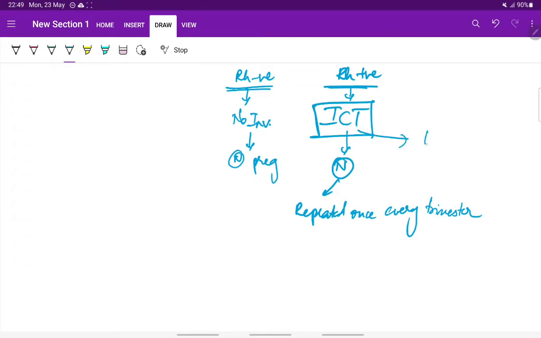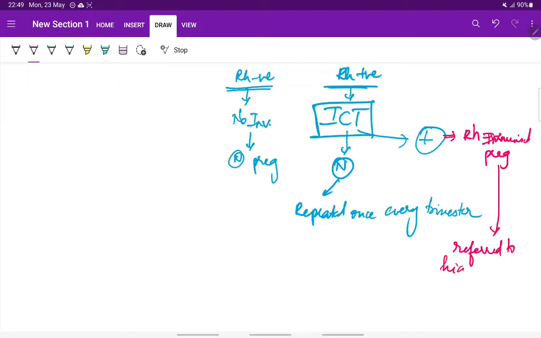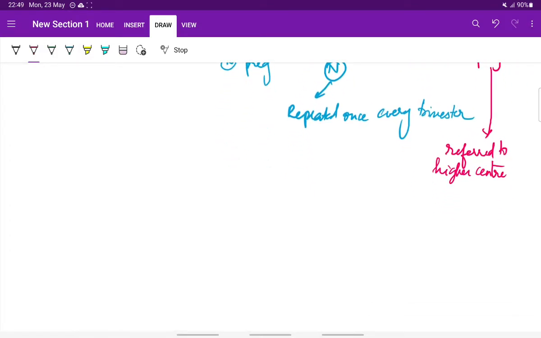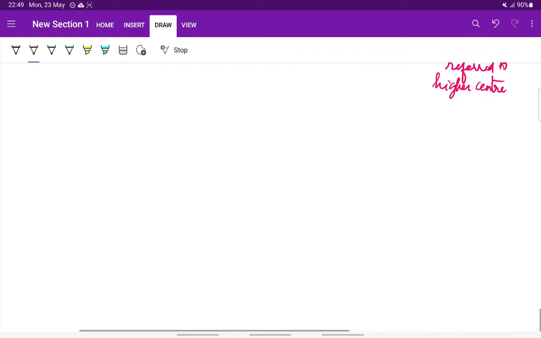If the indirect Coombs test turns out to be positive, then the mother is diagnosed to have an Rh immunized pregnancy, and she is referred to a higher center, like tertiary care hospitals. This is how we identify an Rh negative pregnancy or Rh immunized pregnancy.